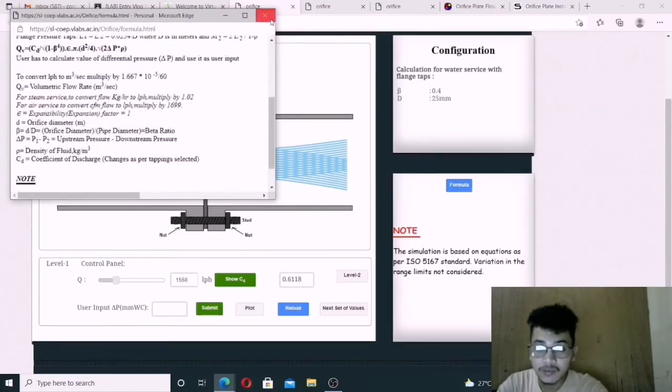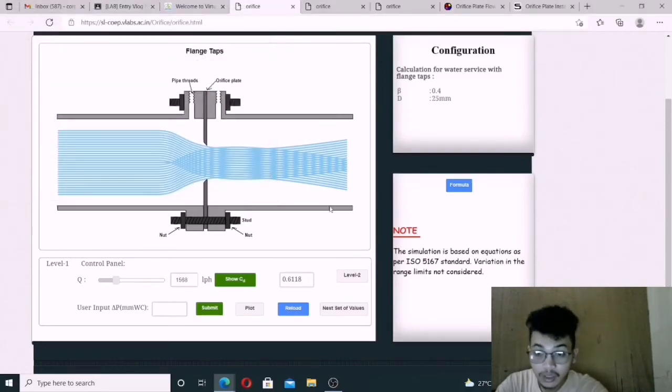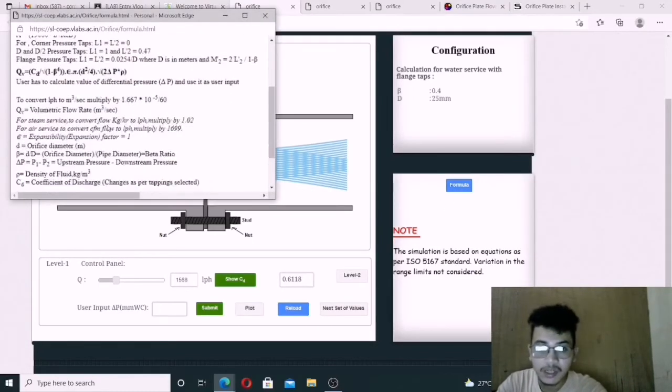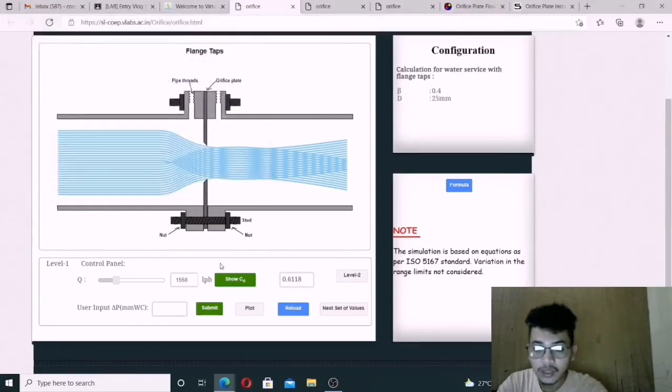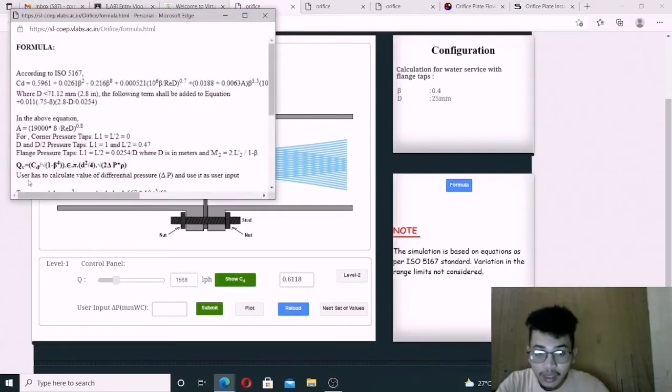CD is the coefficient of discharge. It is the ratio of the actual discharge to the theoretical discharge. We are given 0.6618. Now we are required to calculate the differential pressure. We have here the formula for the differential pressure. To calculate the differential pressure with the given volumetric flow rate, which is 1568 liters per hour, you can use this formula: QV, or the volumetric flow rate, is equal to this equation.